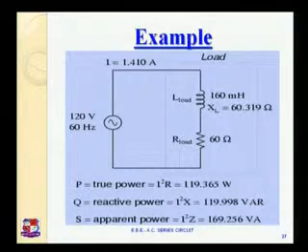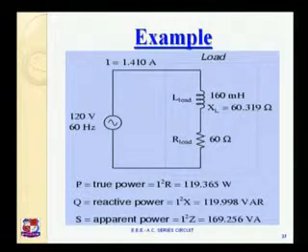So your equation of real power is I square into R. Value of I is given, it is 1.41. Value of R is also given, it is 60 ohm. So your real power is equal to 119.36 watt.